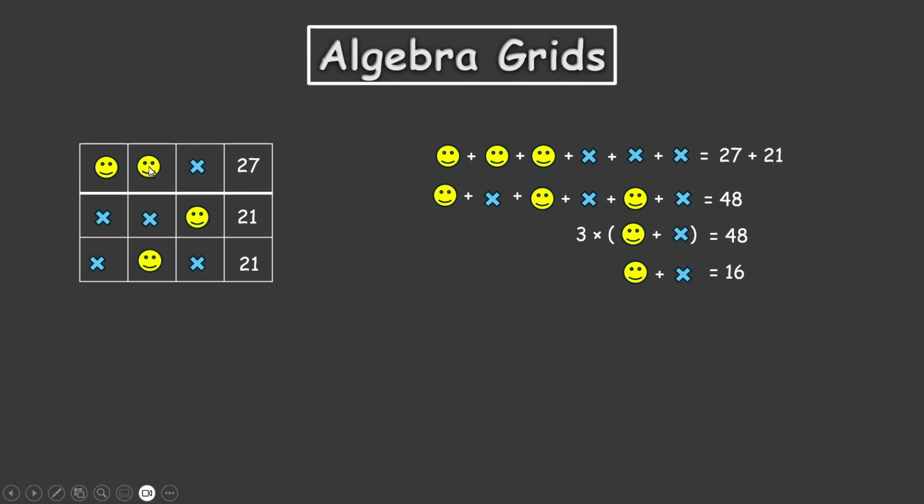So 1 smiley and 1 cross, these 2 are equal to 16. That means the value of this smiley is 27 minus 16. Correct, which is 11. So 1 smiley is equal to 11. Now here, 1 smiley and 1 cross, as we know, they are equal to 16. So this cross will be equal to 21 minus 16. That's 5. So 1 smiley is equal to 11 and 1 cross is equal to 5. Now here, 5 plus 5, that's 10, plus 11, that's 21.